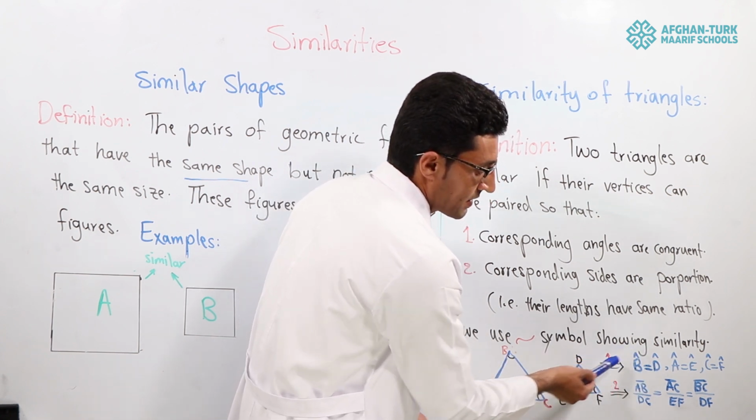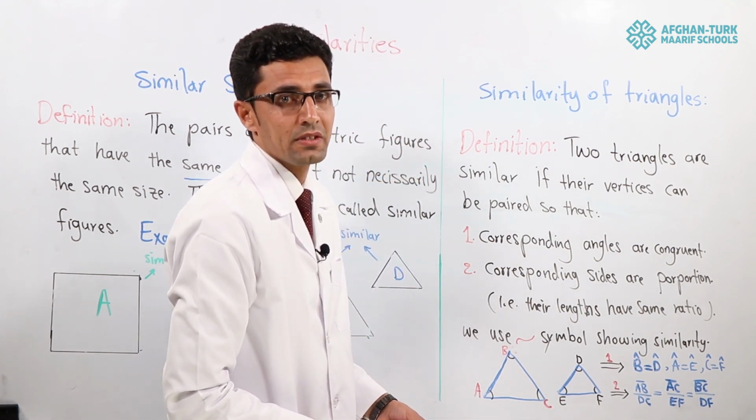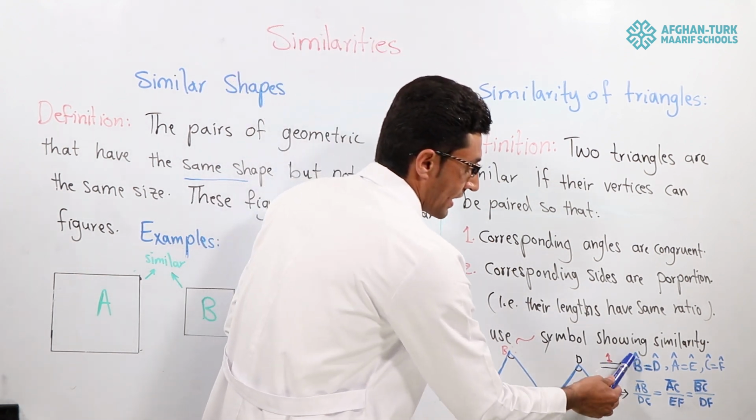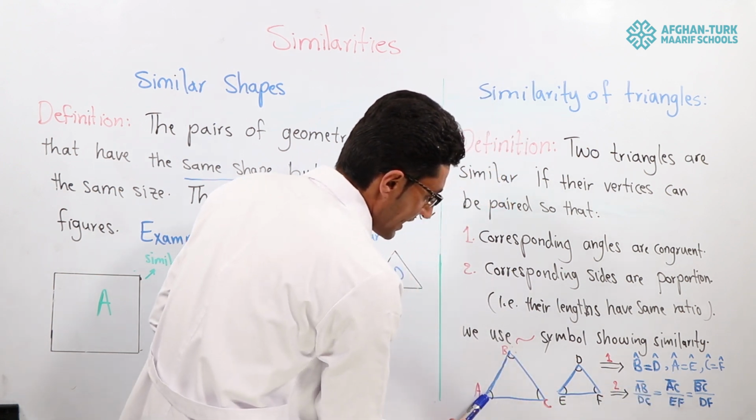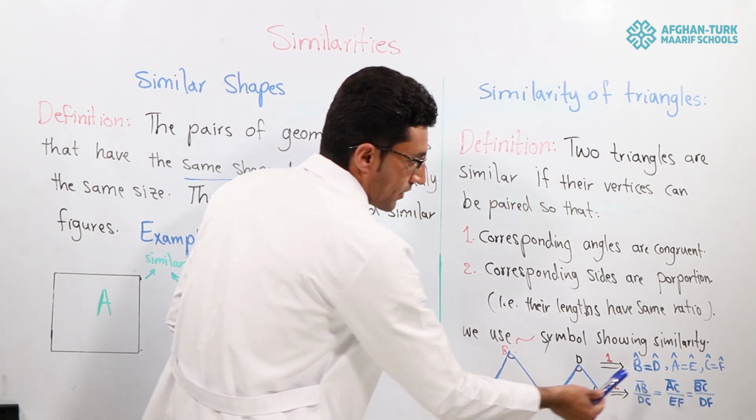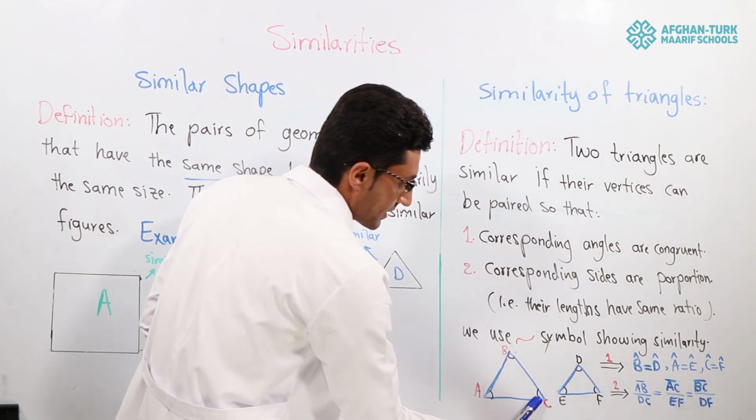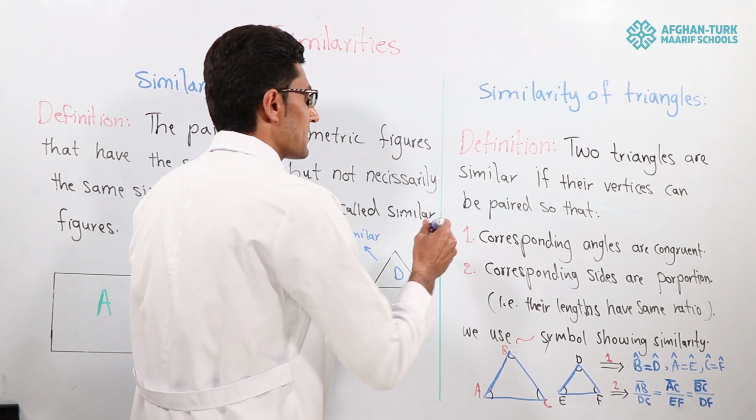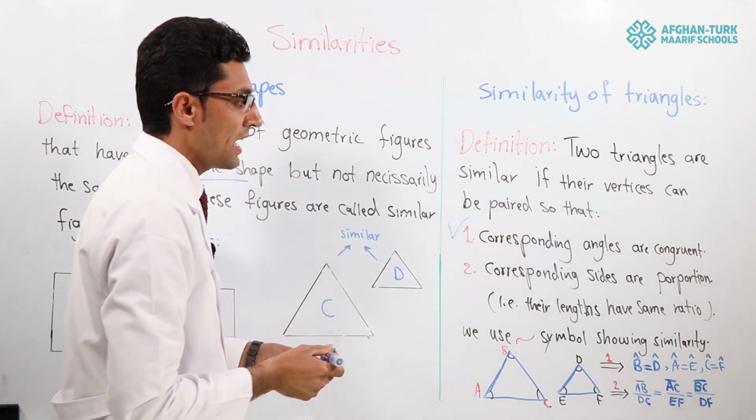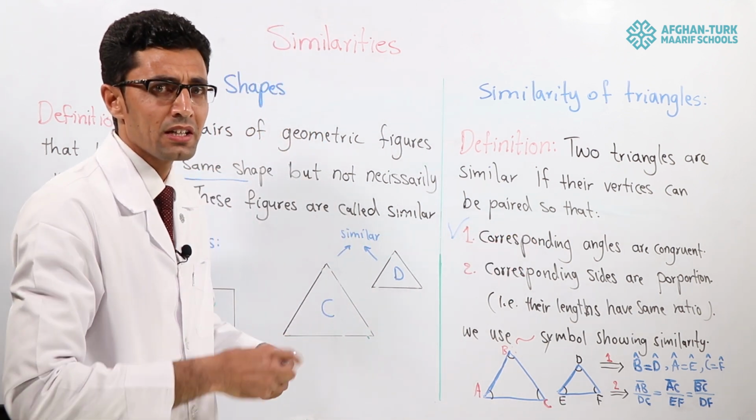What is this sign? This is the sign of degree or angle. Here, we have A is equal to E. We have here C is equal to F. This is C and this is F. The first is done. Corresponding angles are congruent. Congruent means equal.